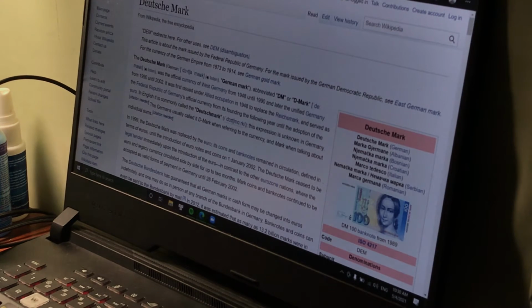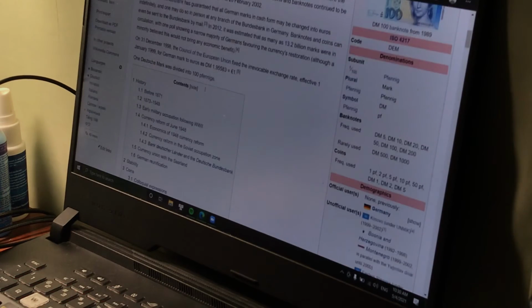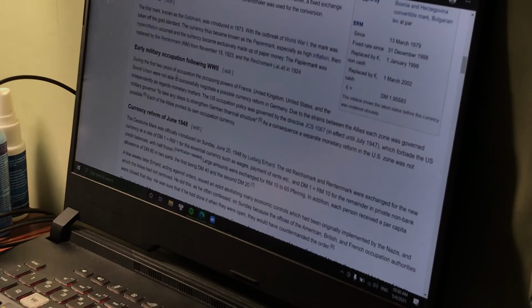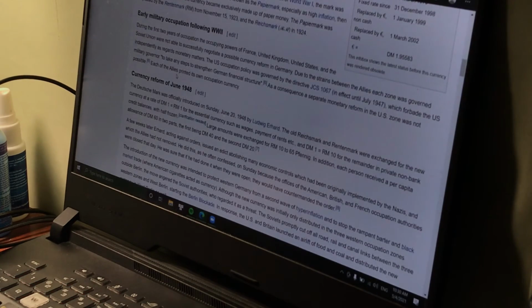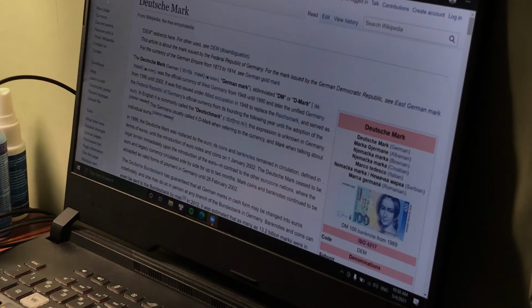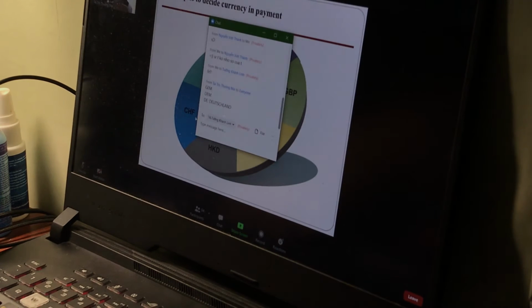So if you know German, you know that DE stands for Deutschland. Deutschland is German. Deutschland in German means Germany in English. Do you understand my meaning?